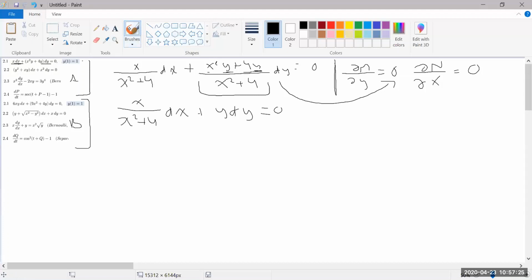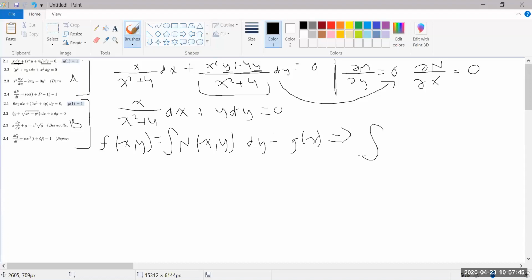Okay, so we know that our f of x,y is equal to the integral of our N(x,y) dy plus g of x. What that is really saying is that our f of x,y equals the integral of y dy plus g of x.